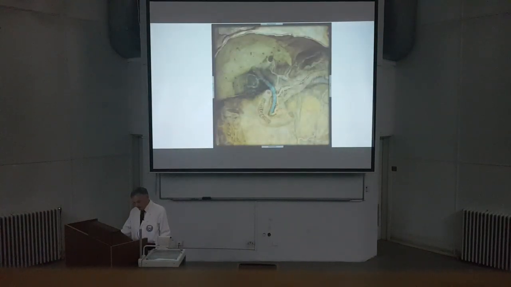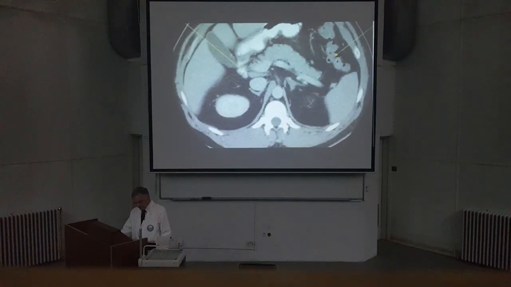The common bile duct, as it comes down anterior to the pancreas, posterior to the duodenum, and then shares the ampulla of Vater with the pancreatic duct and opens into duodenal papilla. That's the stomach, that's the duodenum, descending part, and this is the pancreas.